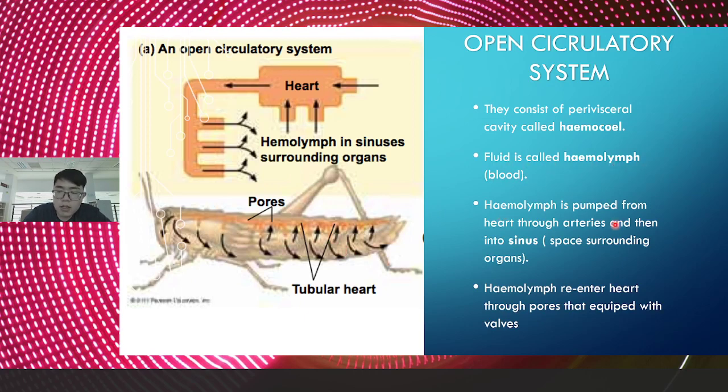And then the hemolymph is pumped from the heart through arteries and then into the sinus, and then the hemolymph will enter the heart through pores that are equipped with valves. Wow, this one I took from the SPM book. Hopefully you can understand. So open circulatory system, why is it called open? Because it is like this, it has an opening.